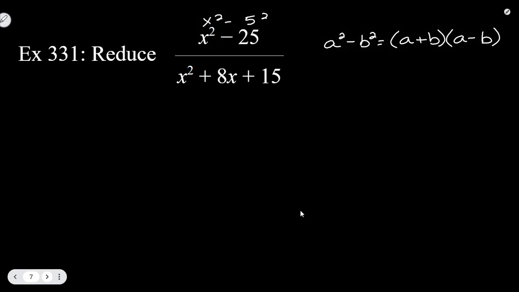So looking at that top, I'm going to put this down here. X squared minus 5 squared becomes x plus 5 times x minus 5. And again, the parentheses means that we are multiplying. There's a times sign in between there.